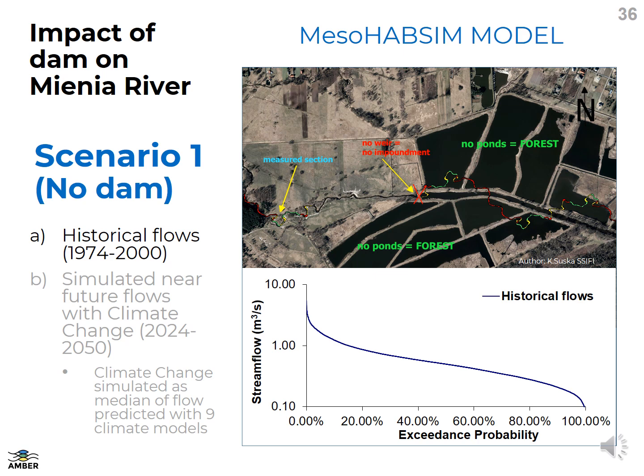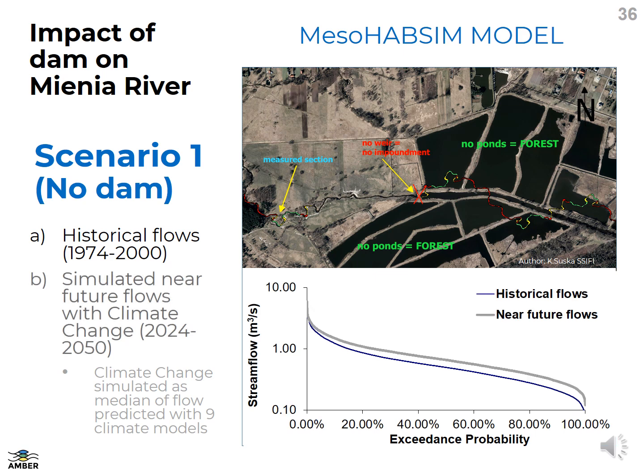This model was then used to simulate 3 scenarios, of which the first considered the river without the dam, where impoundment has been replaced with a sequence of habitats similar to those downstream, and the ponds were replaced with the forest. In this scenario, we had two sub-scenarios, sub-scenario A and sub-scenario B. In sub-scenario A, we used the historical flow records from 1974 to 2000 for habitat time series analysis. You see to the right the duration curve for this flow records.